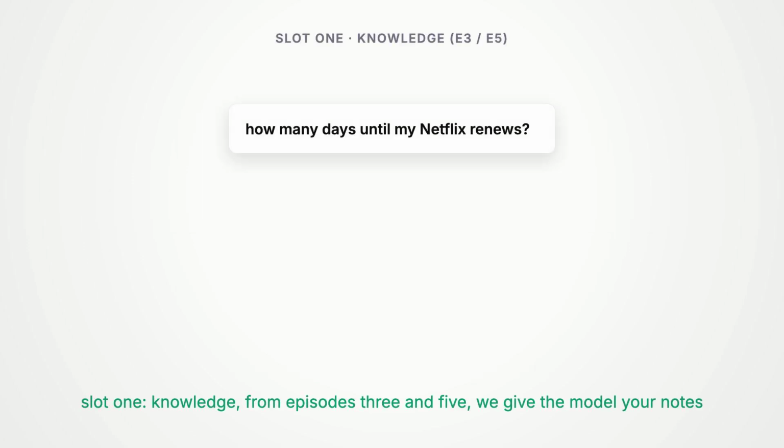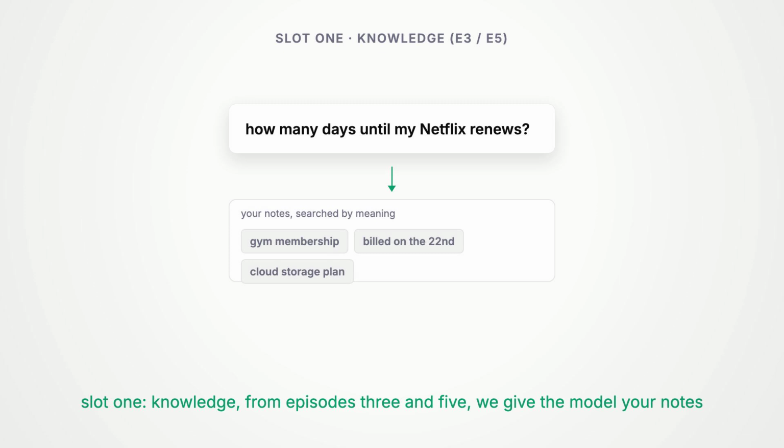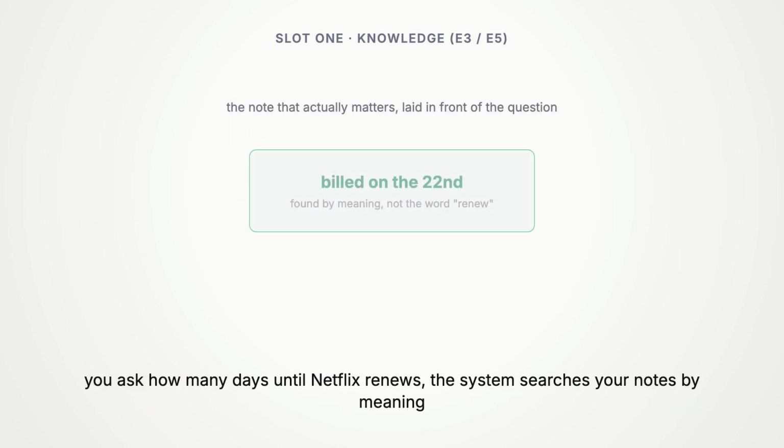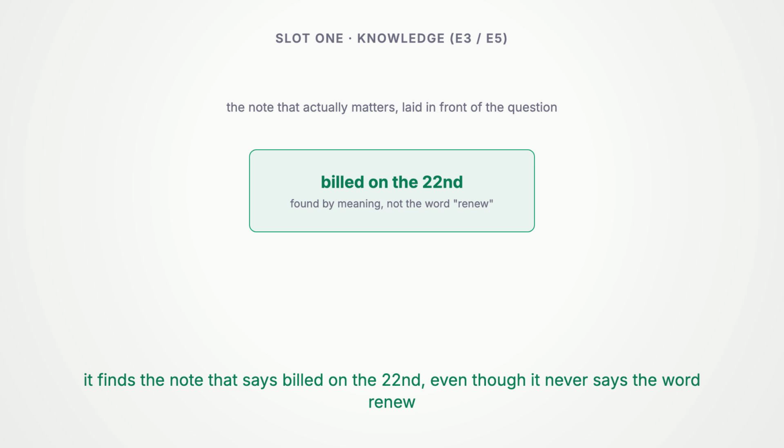Slot 1. Knowledge. The model knows nothing about your life, so we give it your notes, the way we built in Episodes 3 and 5. You ask, how many days until my Netflix renews? Before the model ever sees that question, the system searches your own notes by meaning, not by keywords, and finds the one that actually matters. The note that says build on the 22nd, even though it never uses the word renew, and lays just that note on the desk in front of the question.